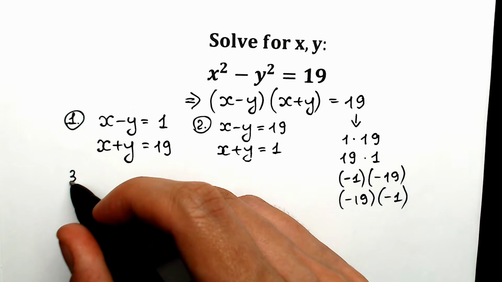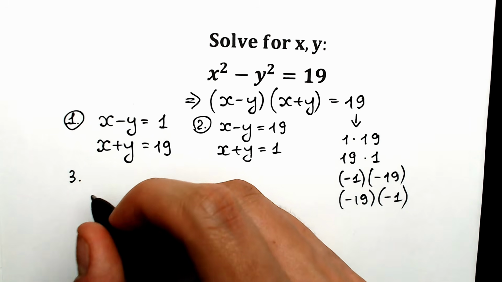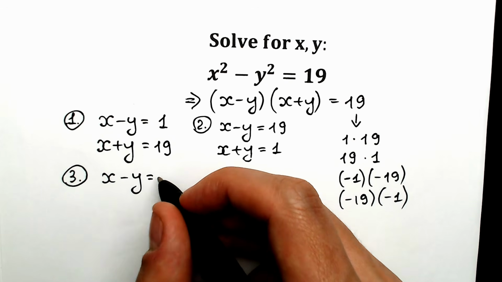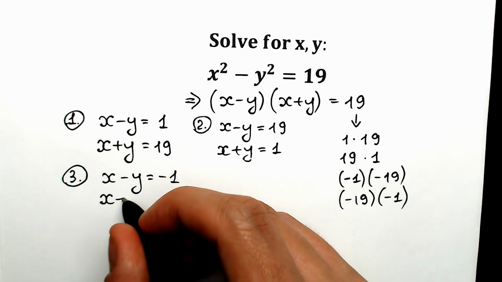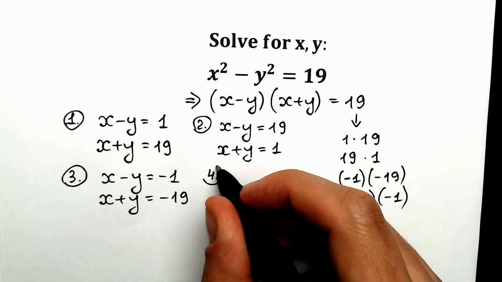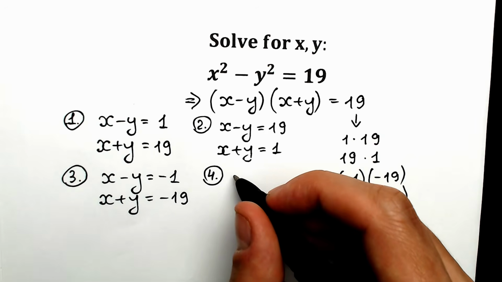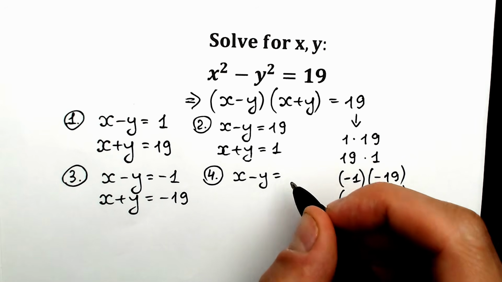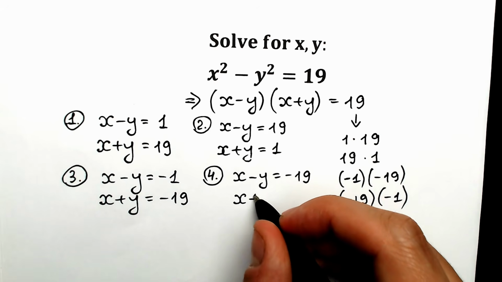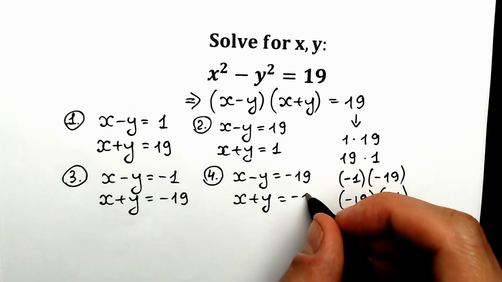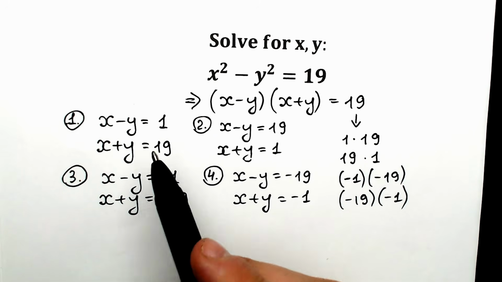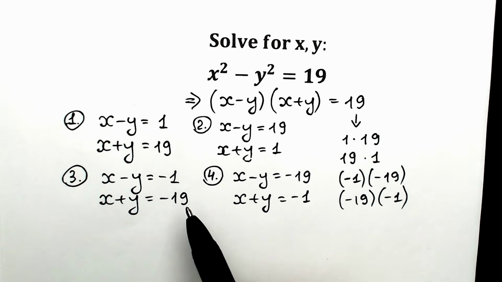We have the third one with the negative values, minus 1 and minus 19. We have x minus y equal to minus 1, and x plus y equal to minus 19. And the fourth system of equations, we have minus 19 and minus 1. So x minus y equal to minus 19 and x plus y equal to minus 1. So we have 4 systems of equations, and these systems are really easy because we can solve them in a few seconds.